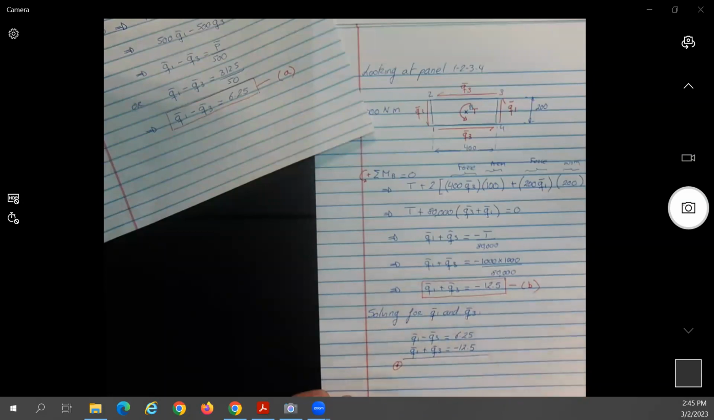If we add these two equations together, what do we get? Two Q bar 1 will be equal to what? Negative 6.25, no? Which means that Q bar 1 equal to negative 3.125, which would be just half of that, newtons per millimeter.